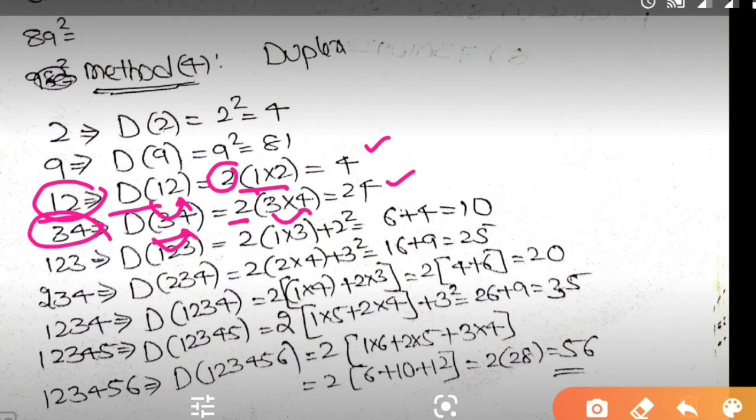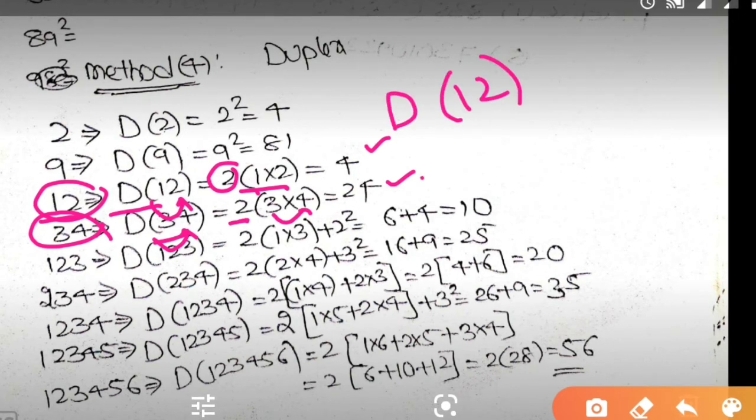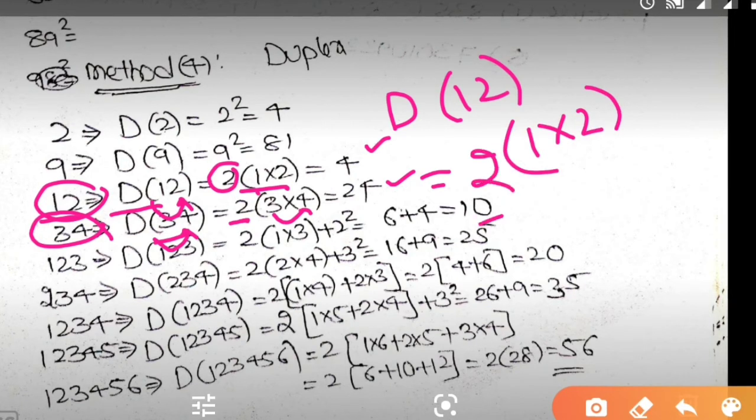So finally what you understood? If you want to find the duplex of any 2 digit number, you have to multiply these numbers between them, and again multiply with 2. So 2 into 2 is 4. This is the answer you will get.